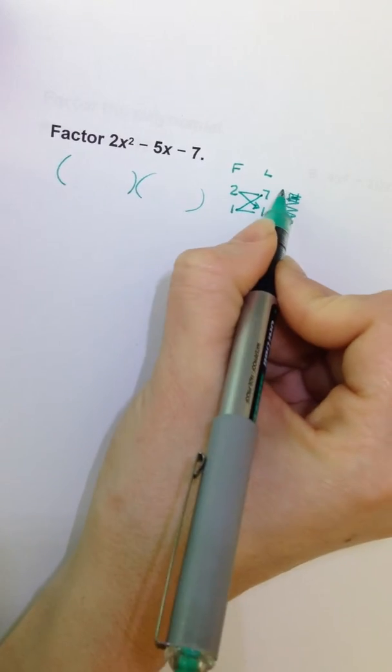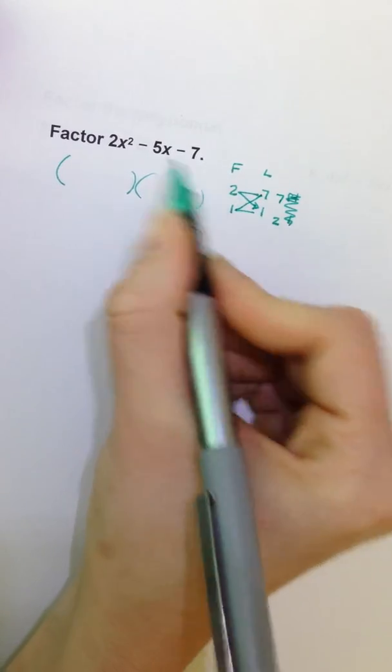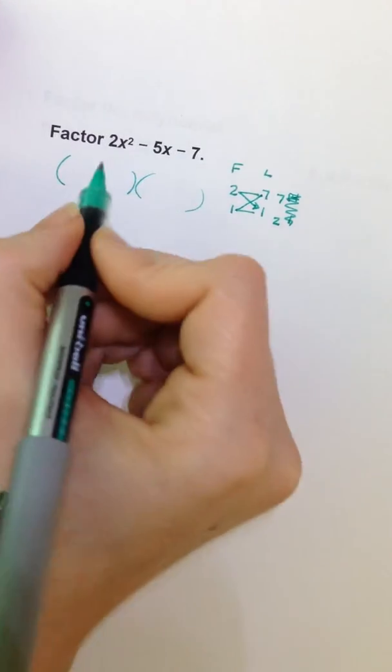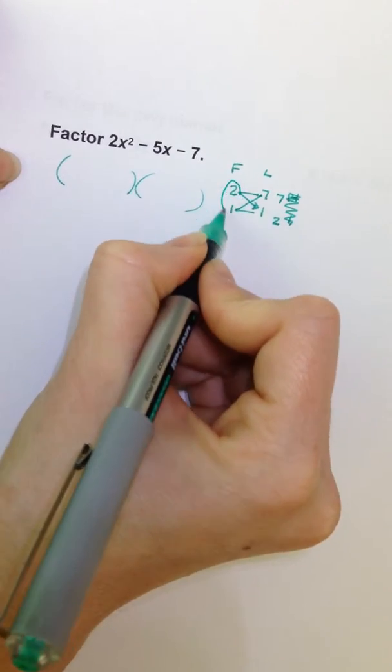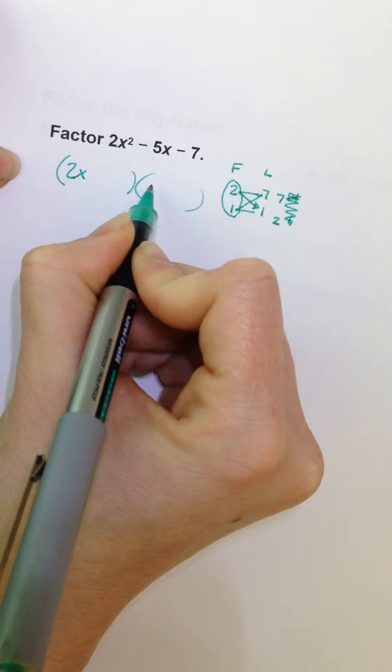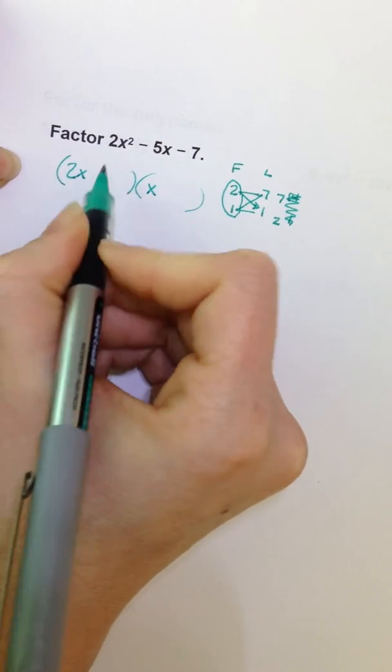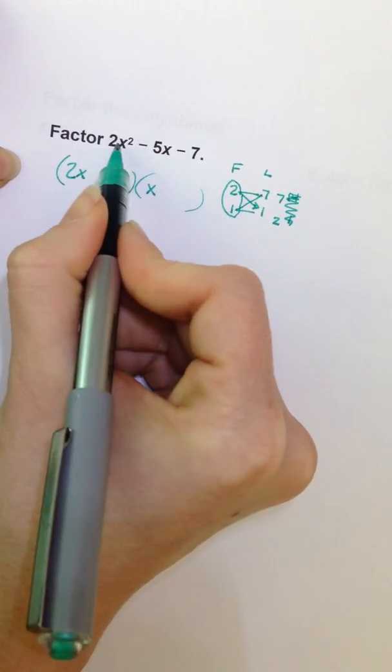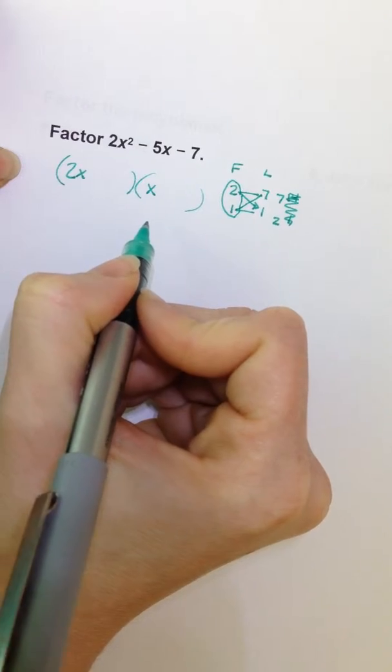7 times 1 is 7. 7 and 2 do subtract to get 5. So I know 2 and 1 are my first terms, so 2x, and it has to have an x, and 1x. 2x times x would equal 2x squared.